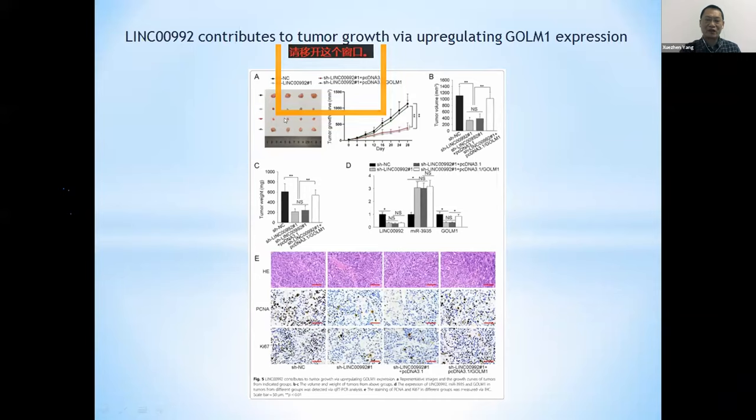So let's see picture A. We see the samples. This row was control. This row was shRNA of link 00992. This row was shRNA of link 00992 plus the K2 plasmid. And this row was shRNA of link 00992 with the GUM1 plasmid. These were the four samples.